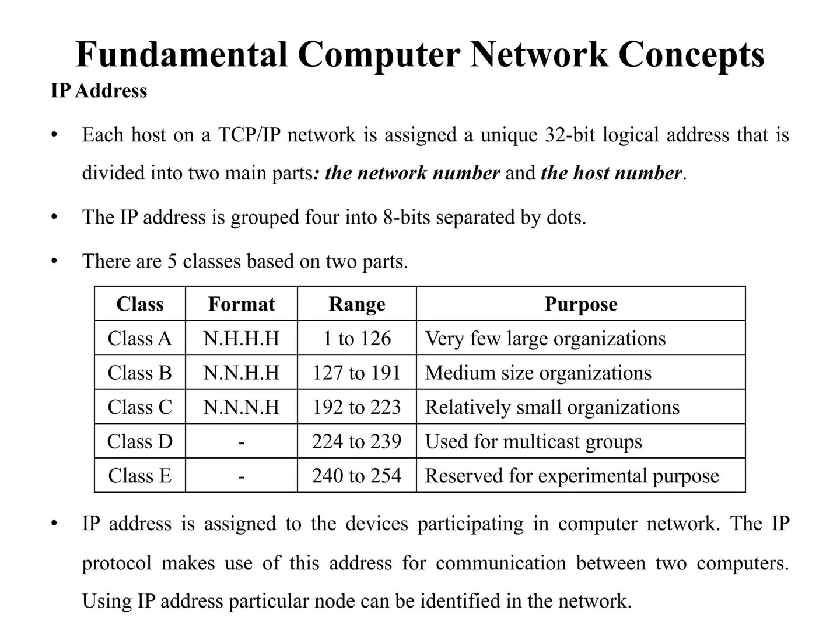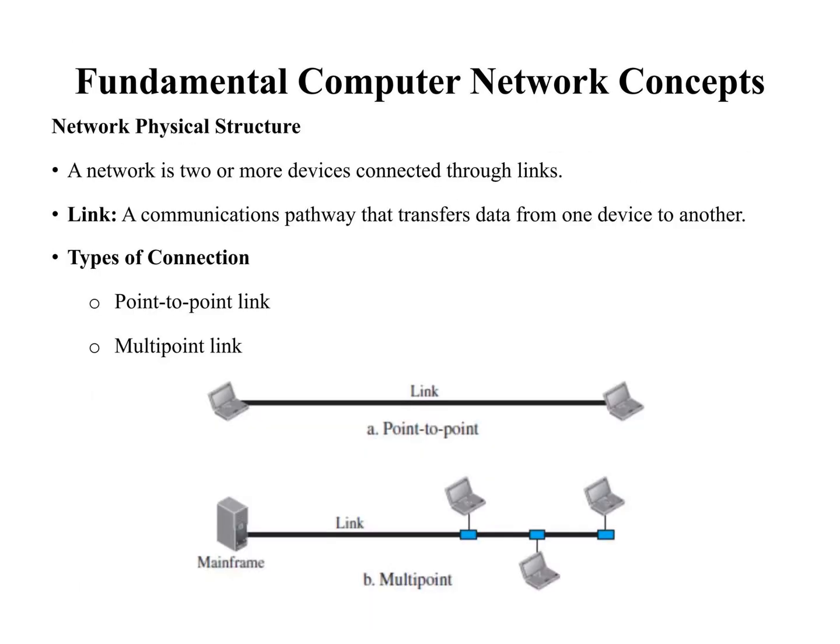Here the IP address is assigned to devices participating in a computer network. Physical structure: a network is two or more devices connected through links. Link, what is a link? A link is a pathway, the communication pathway that transfers data from one device to another. Here are two types of connection, point to point link and multipoint link.